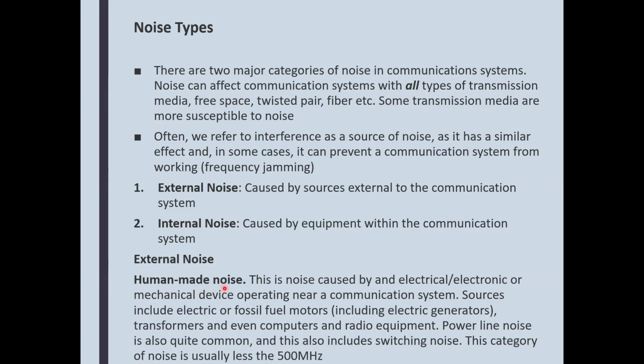External noise, human-made noise. This is noise caused by electrical, electronic, mechanical sources. Okay, we just talked about that. Transformers, power line noise is also quite common. This also includes switching noise. This category of noise is usually less than 500 megahertz.